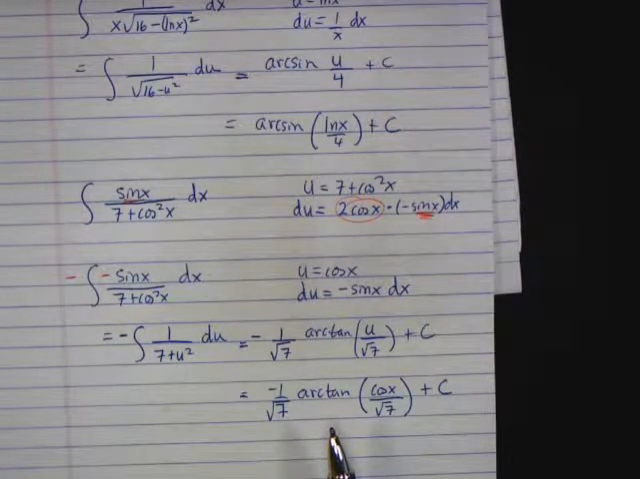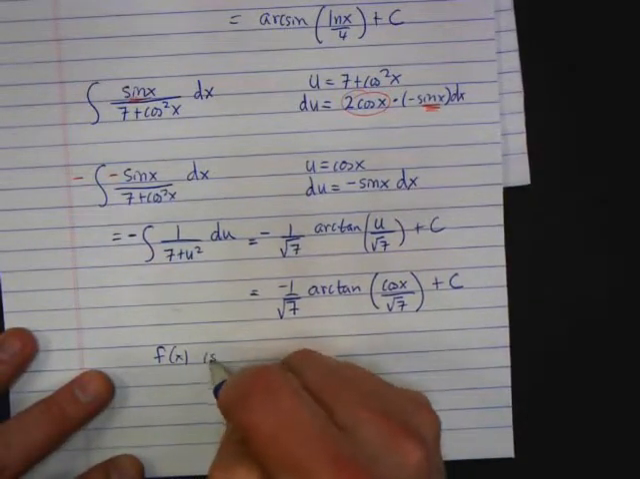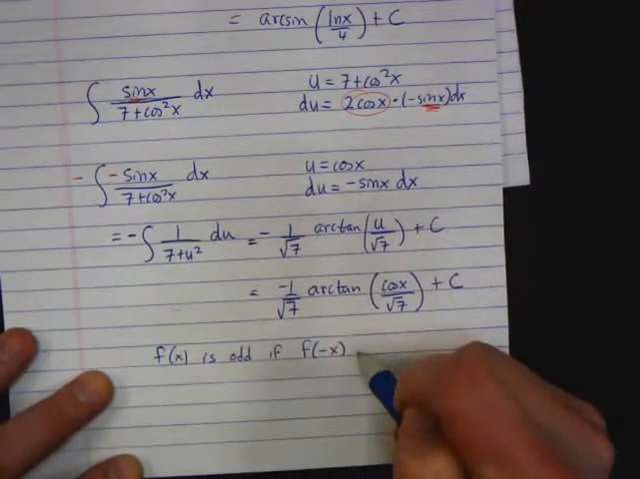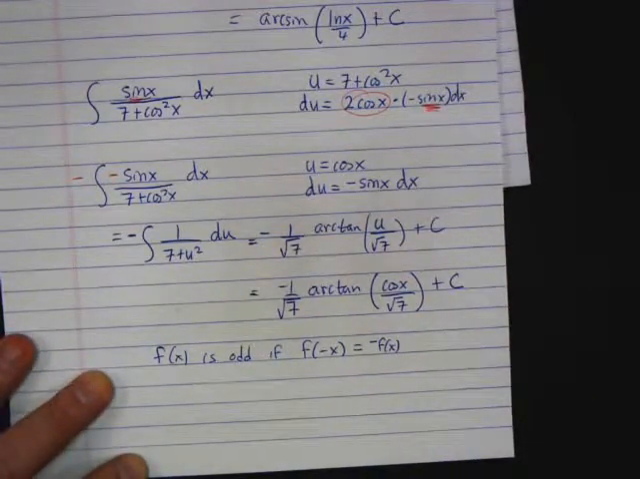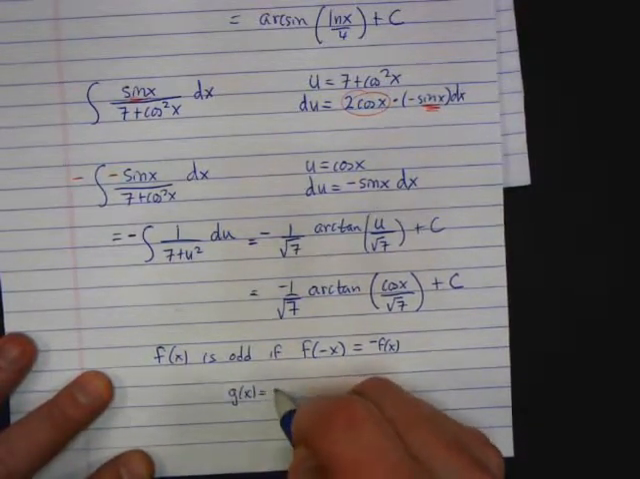What do we mean by odd functions? What do odd functions do? Nobody remembers odd functions. A function is odd if when you plug in a negative number, you get the same answer back but with a negative. So for example, sine is an odd function. g of x equals sine.